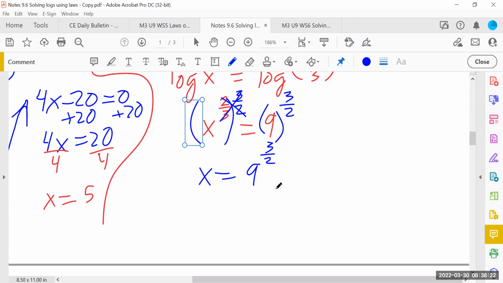Technically correct, but we really want to know what that is. There's a nice answer here. Remember that the bottom number is the radical or the root. What's the square root of 9? 3. So this is really 3 cubed. That's good. What's 3 cubed? That's our answer. X is 27.